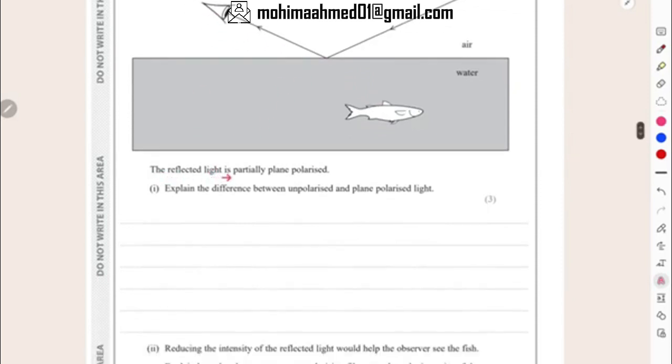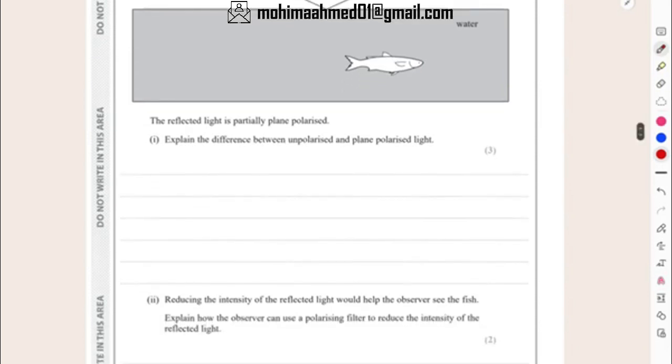So the reflected light is partially plane polarized. Explain the difference between unpolarized and plane polarized. Now this is a very repetitive question, right? For unit 2, this is a must, as this definition might also appear in your exams because it has been appearing since 2014 maybe in every session, in every exam. So just memorize this answer format for your convenience.